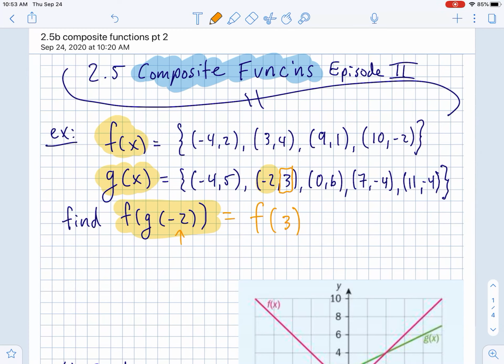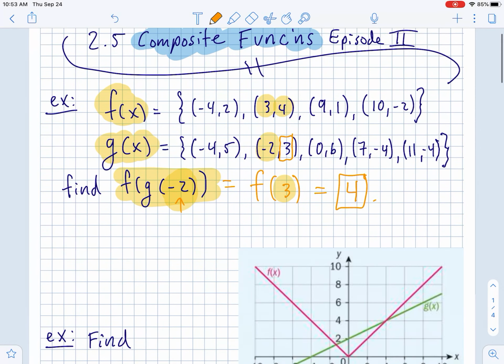So what just happened? A negative 2 went into the g function, and then a 3 popped out of it as an output. But now that output has become an input for our f function. So if you find where in the f function there's an input of 3, there's an output of positive 4. So this whole thing is just 4. So you can do these compositions of functions lots of different ways, like if you have the equations, if you have coordinate pairs, if you have tables, if you have graphs.